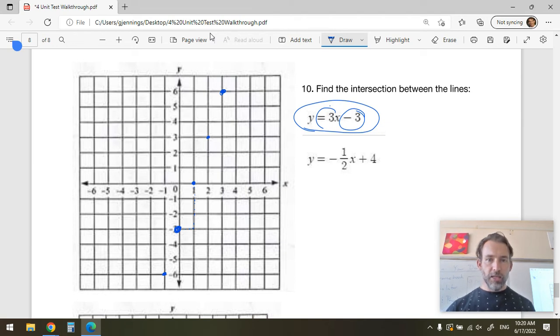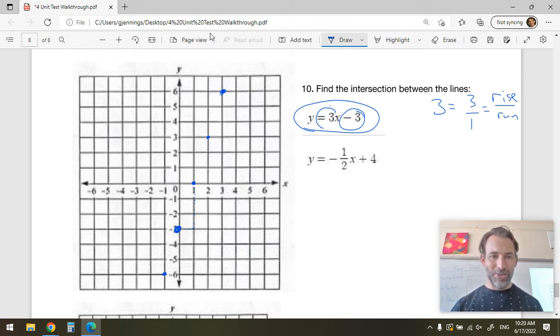Slope tells me rise over run. So 3 is equal to 3 over 1 is equal to rise. How much does y change compared to how much does x change? Rise over run. You need this skill. So there it is. And then I just graph it.